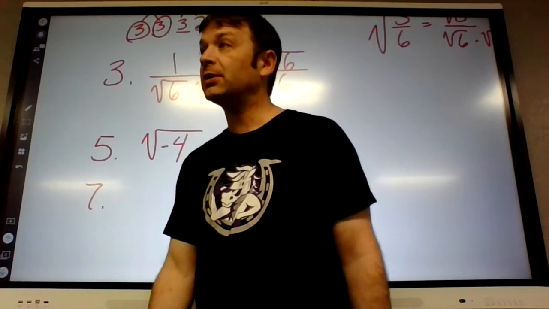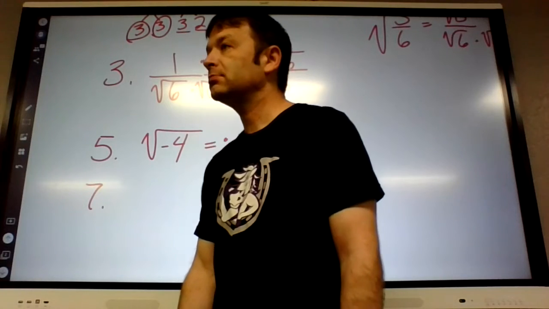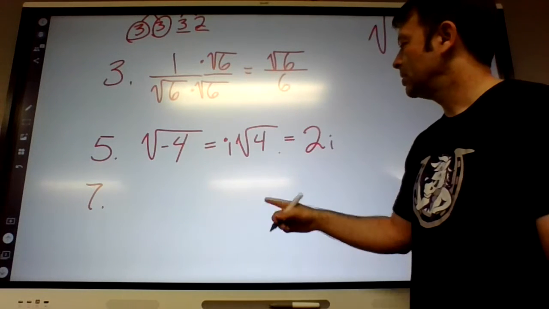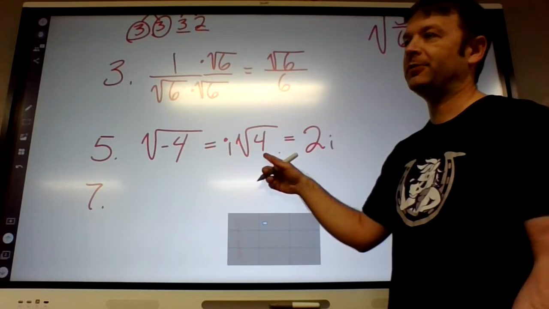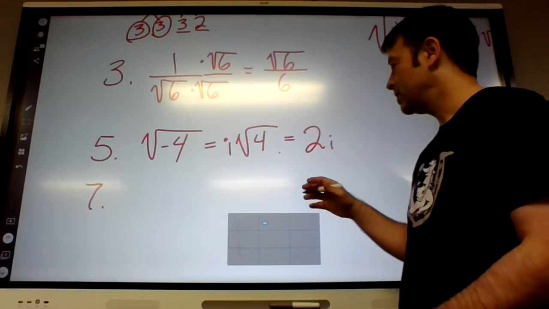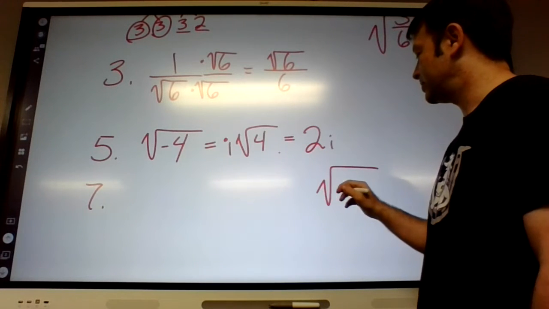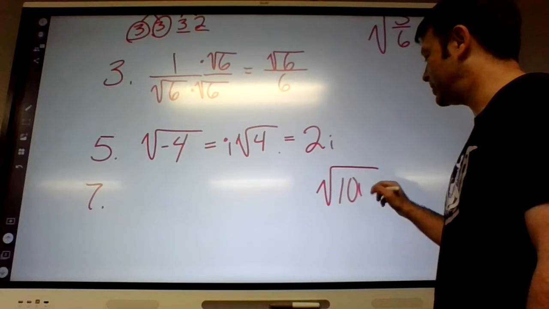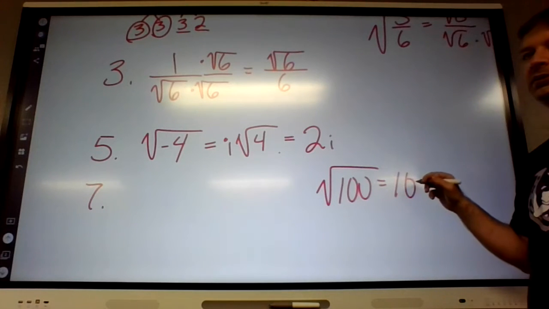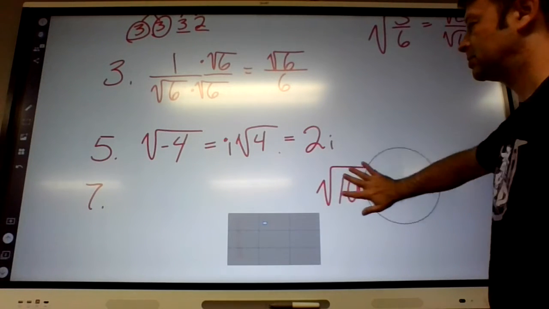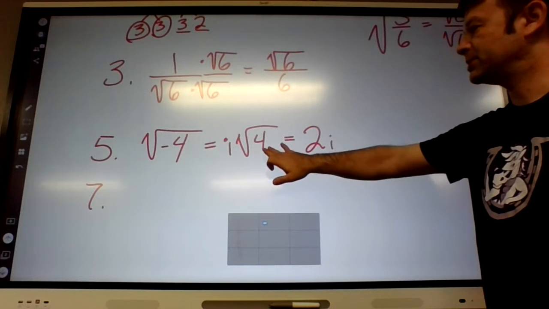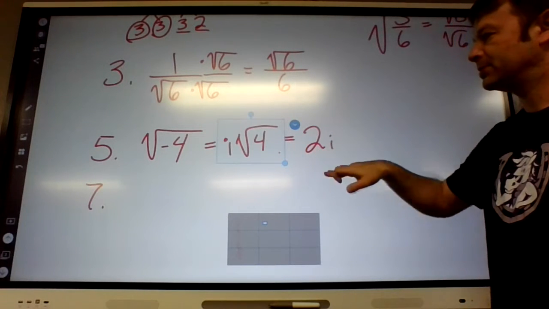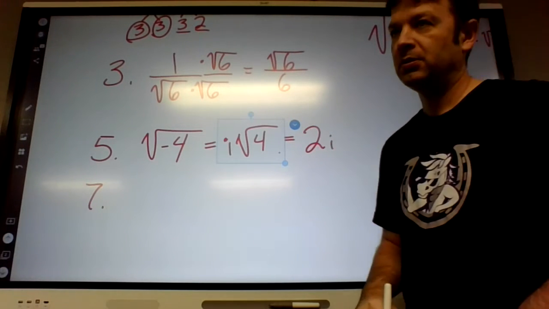So why is it 2I instead of I square root of 2? What's the square root of 4? What times itself equals 4? 2. So you don't keep square rooting it. Square root of 100 is 10, not square root of 10. If it has an answer, then you just put the answer. This simplifies completely to 2. If it doesn't simplify, then it would stay as a square root.